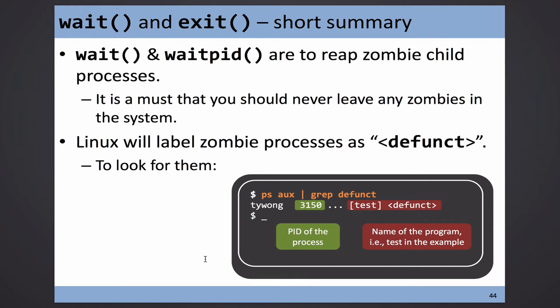ps aux prints out all the process details, whether it's running, sleeping, terminated, suspended, whatever it is you want to see over there, including this flag called defunct. Defunct. Okay? No function at all.